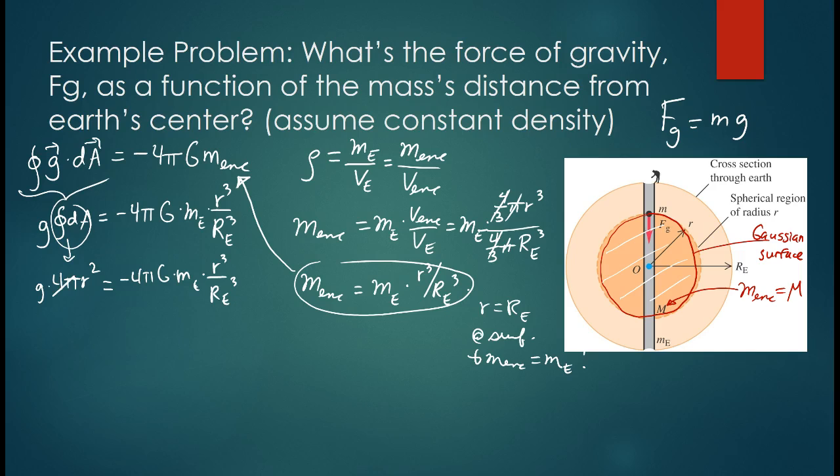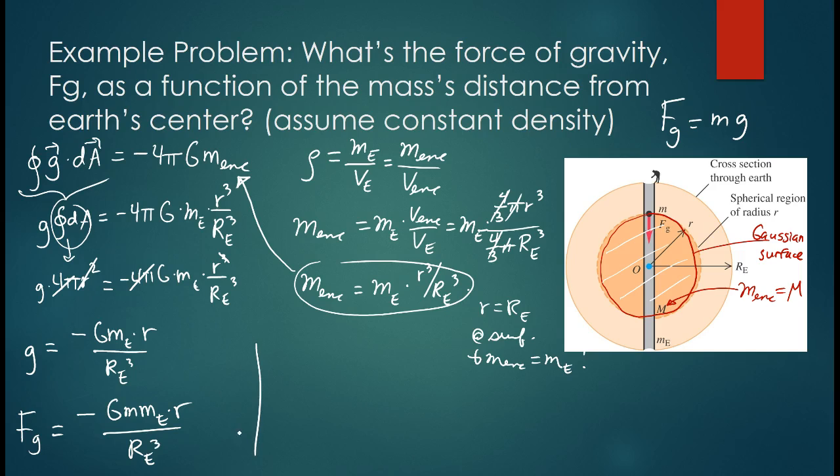Okay, and so the 4 pi is going to cancel, and this r squared will cancel that cube. So what we're left with is that g is equal to -G mass of the Earth times r over radius of the Earth cubed. And that means that the force is going to be -G little m mass of the Earth times r over radius of the Earth cubed. Now ignoring the negative sign, just looking at the magnitude of this force, what does this say?